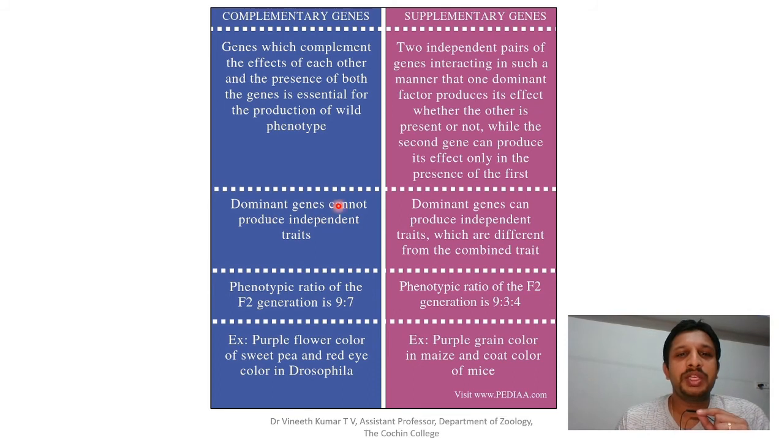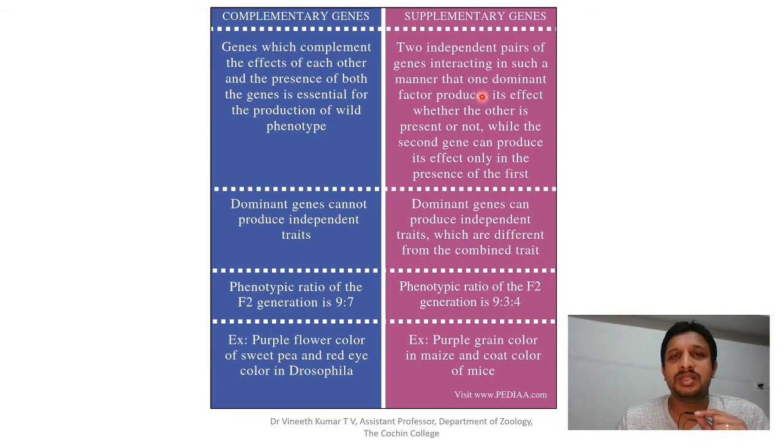So here the dominant gene alone cannot produce independent traits. Here the dominant gene can produce independent effects which are different from the combined traits, that is black and the other one which is agouti. So here the phenotypic ratio is 9 is to 7. Here it is 9 is to 3 is to 4. So here the example is of the purple color flower. The coat color and also the grain color in maize is an example for supplementary gene.